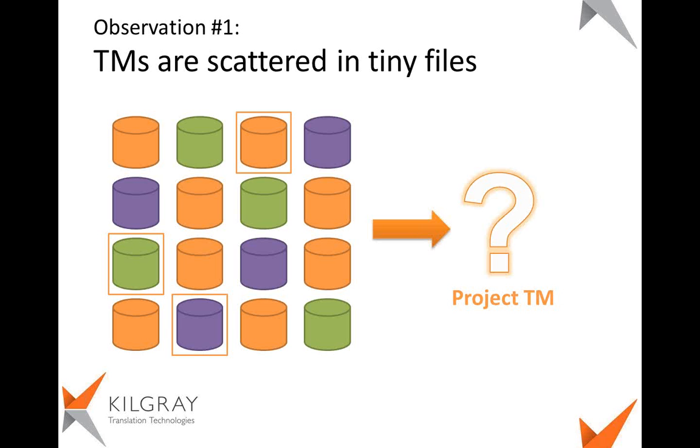So when your translation memories are scattered in tiny files or tiny and separate resources, you might lose leverage. You might not find everything that you need for your translation. You might not find the right thing, the relevant thing that you need for your translation.